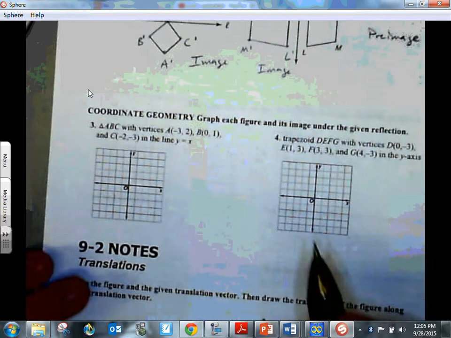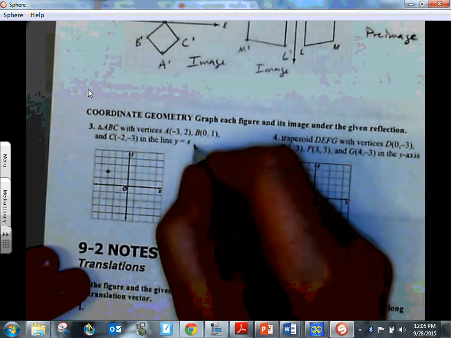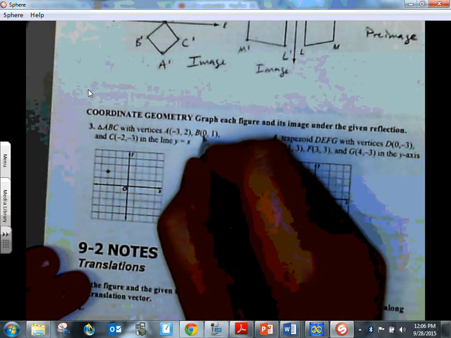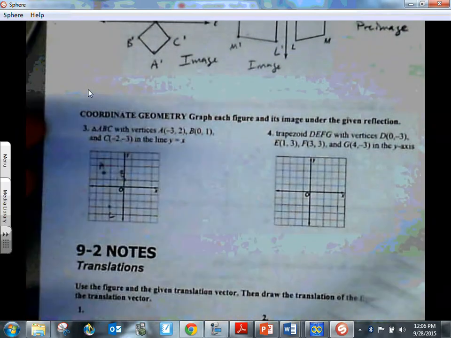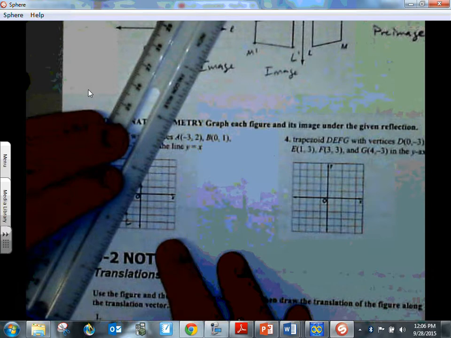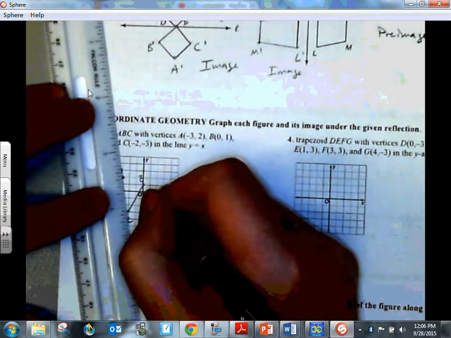So the first thing I want to do is plot triangle ABC. I'm going to plot the point -3, 2. 1, 2, 3, up 2. Okay, and then I want to plot the point 0, 1 for B, and then the point -2, -3. Okay, so this is A, this is B, and then this is C. I'm going to go ahead and connect those points with a line, and there.